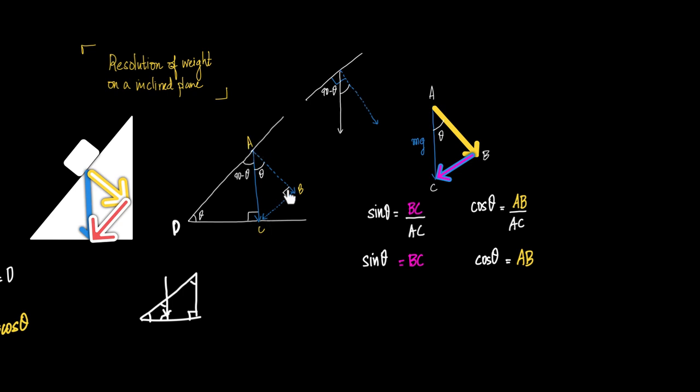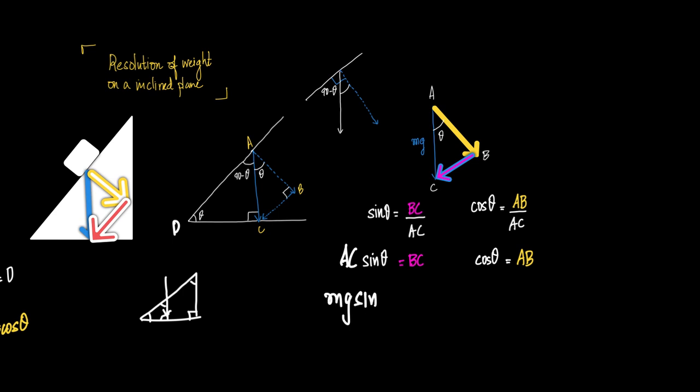So in triangle ABC, we have this angle to be theta. If this is theta, what is sine theta? Opposite by hypotenuse. What is opposite? BC. Hypotenuse, which is AC. So what is BC equal to? BC will be equal to AC into sine theta. What is AC? AC is mg.